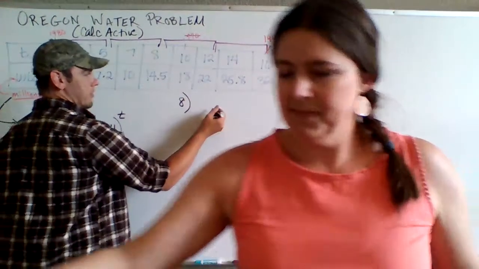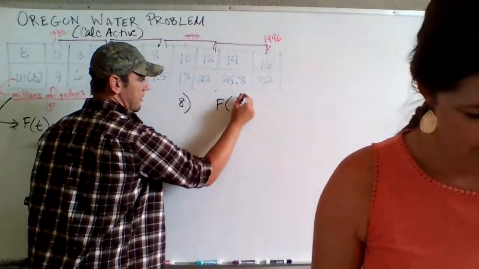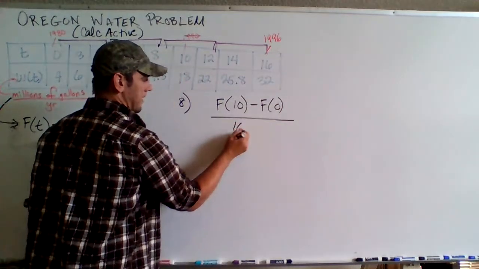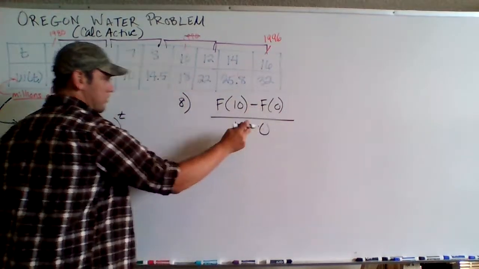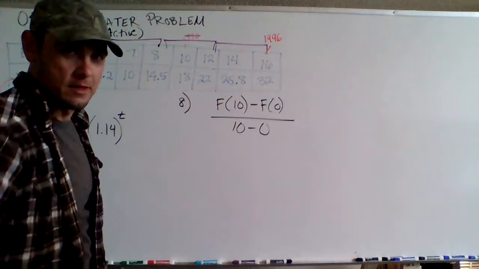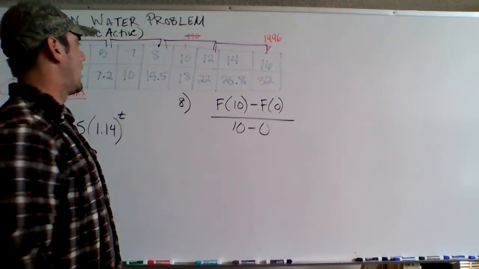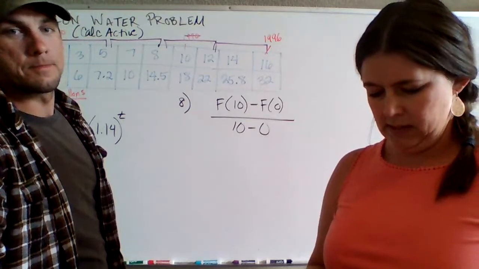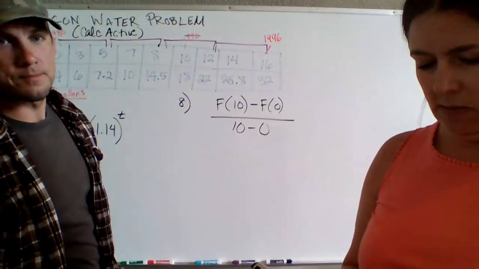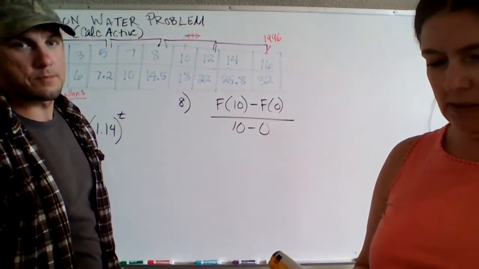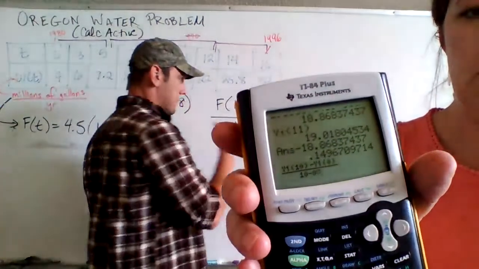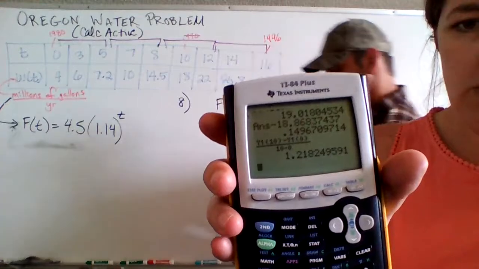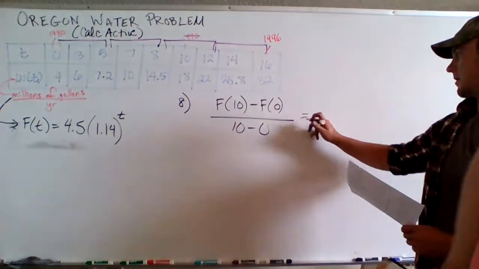So if we want AROC, we're really going to do f of 10 minus f of 0 divided by 10 minus 0. Make sure you have that difference quotient. And since our rule is in Y1, and this is calculator active, can't we just show Y1 of 10 minus Y1 of 0 all over 10 minus 0? What does that come out to? 1.218. Yay!